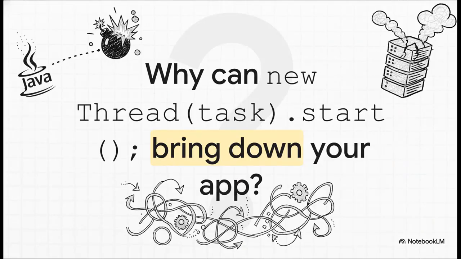So let's start with this single line of code. I mean, almost every single one of us has written this at some point. It looks so harmless, right? You've got a task, you wrap it in a new thread, you hit start, boom, done. But in a real, live production system under any kind of serious load, this line of code is a ticking time bomb. Let's dig into exactly why.